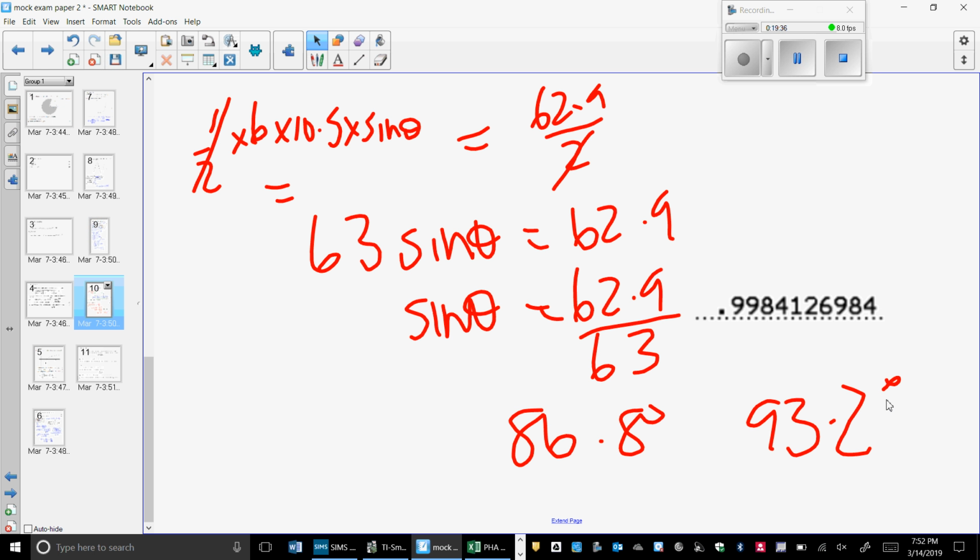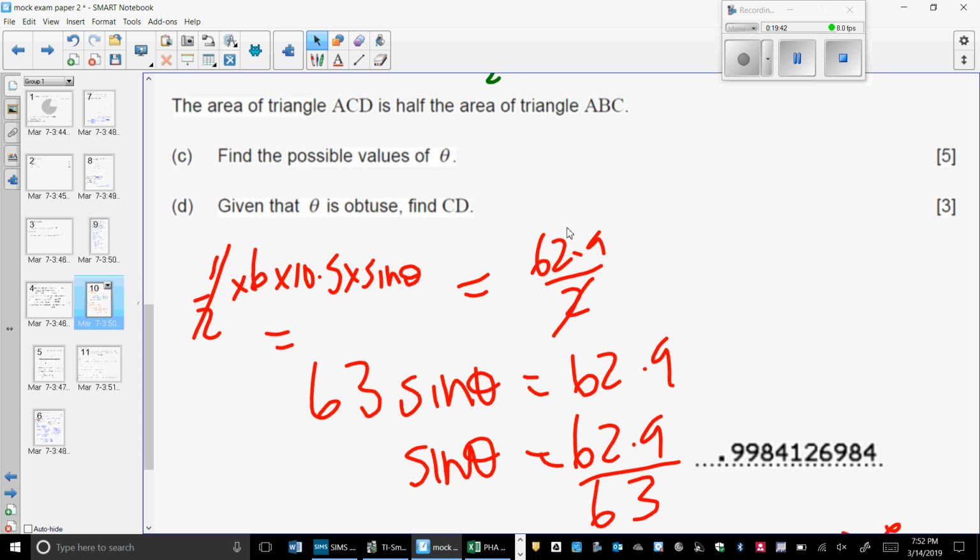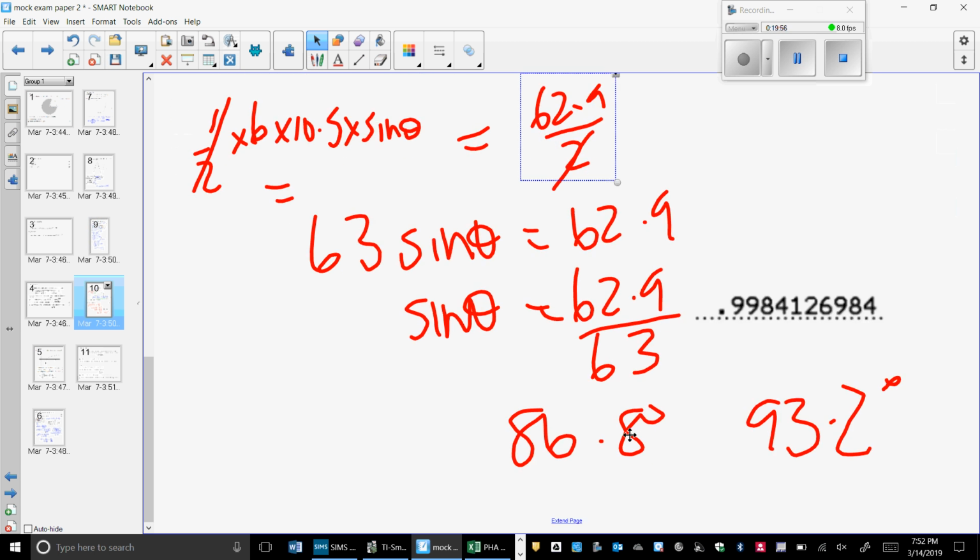Now, answers have slightly different, because they kept this value as a whole number. I can't actually tell you how they would work with that. You may lose one mark. I don't see anything wrong with using the random value. But I guess officially we shouldn't. Okay.